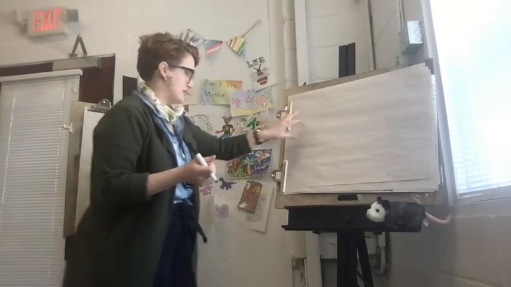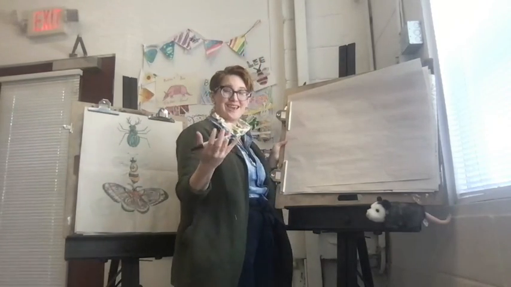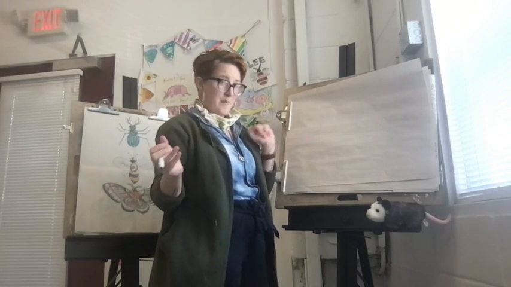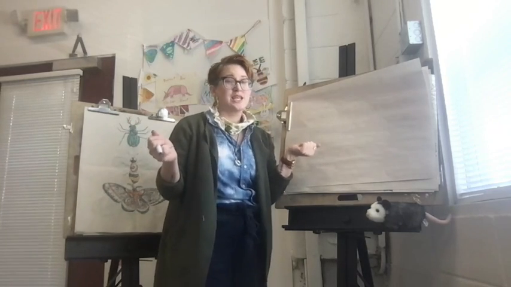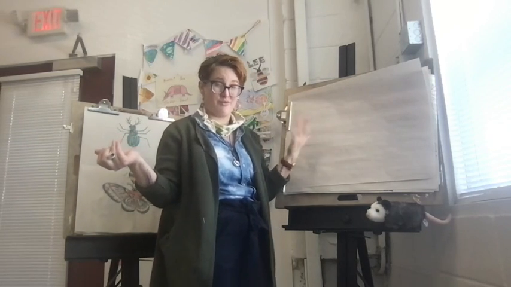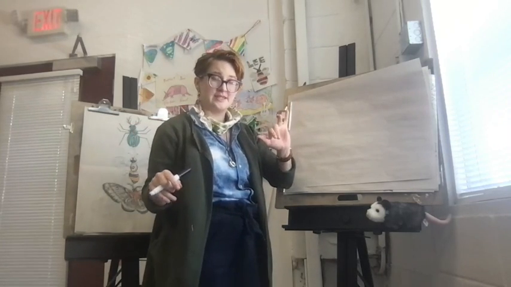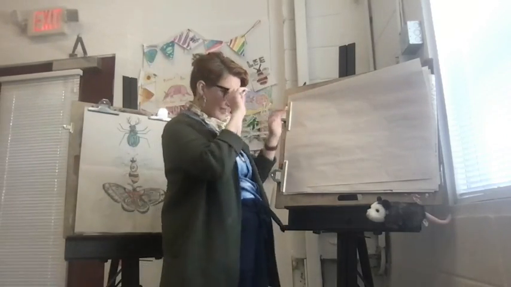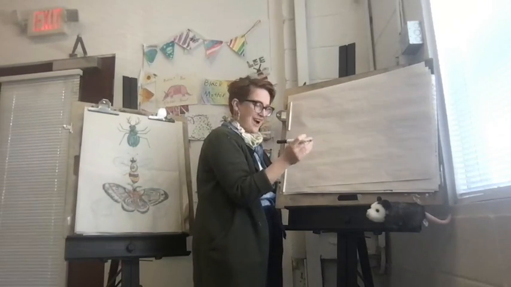Isn't that amazing? Does anyone know what type of animal an owl is? Are they a mammal, like a bear? Are they a reptile, like a snake? Nope. And of course we know they're not a fish that lives underwater. They're a bird. That means they have feathers, beaks, wings, and claws. So, those are all things to think about when we're drawing our owl.